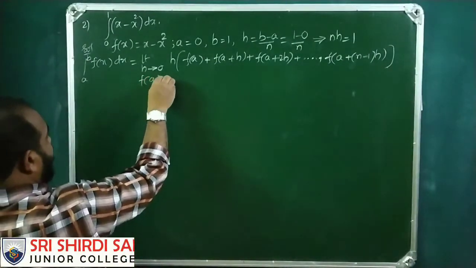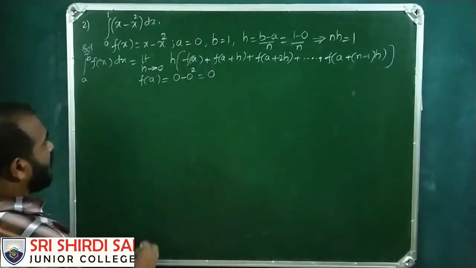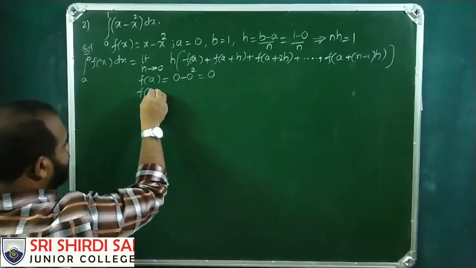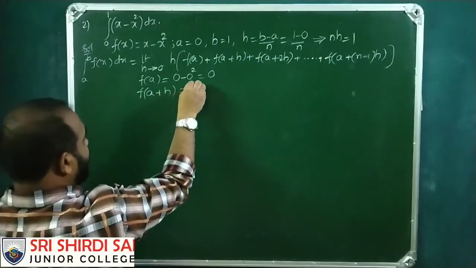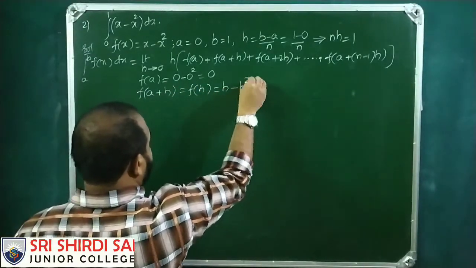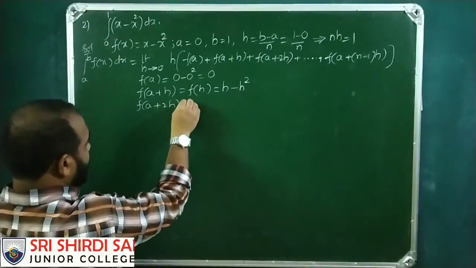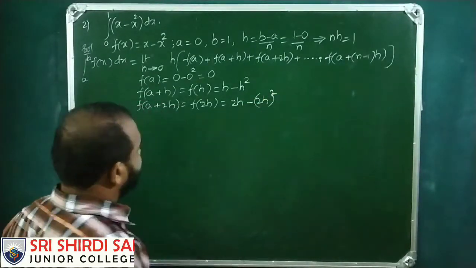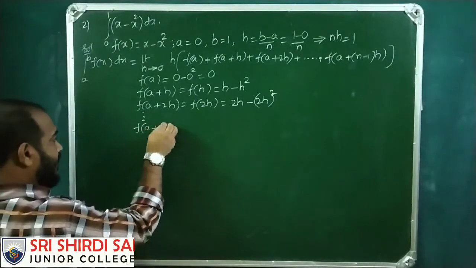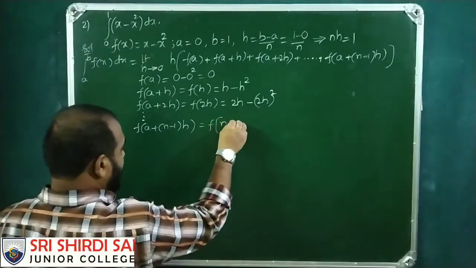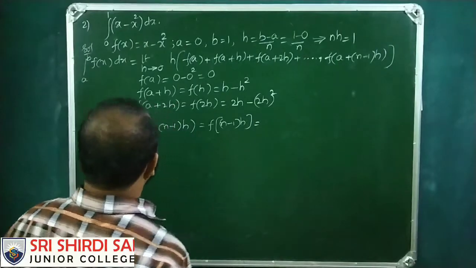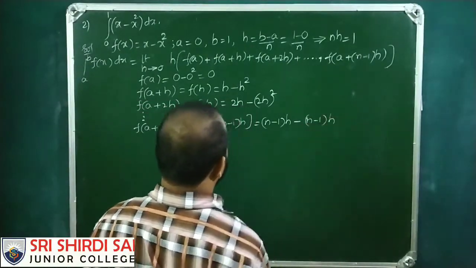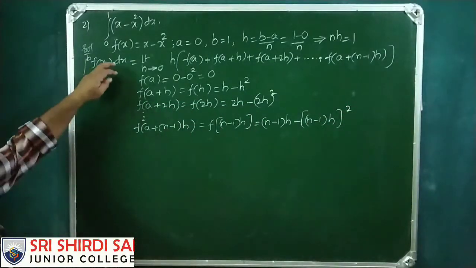Now, what is the value of f of a? 0 minus 0 square, 0. f of a plus h is f of h, that equals h minus h square. f of a plus 2h, f of 2h, equals 2h minus (2h) whole square, etc. f of a plus (n minus 1) into h is f of (n minus 1) into h, which equals (n minus 1) into h minus ((n minus 1) into h) whole square. Now let us substitute in this.